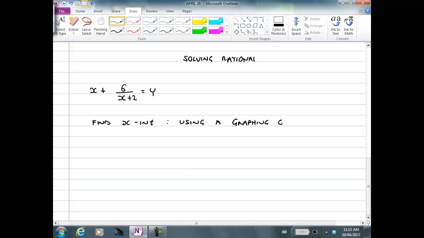So grab your graphing calculator out, and I will walk you through how to do this slowly. Okay? So we're going to find the x-intercept. You can find the y-intercept also using a graphing calculator, but all I'm going to focus on is the x-intercept. So let's grab your graphing calculator out.